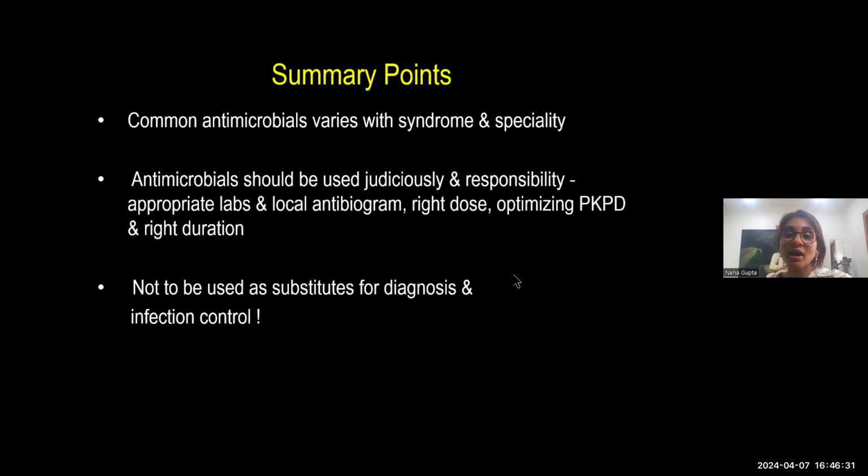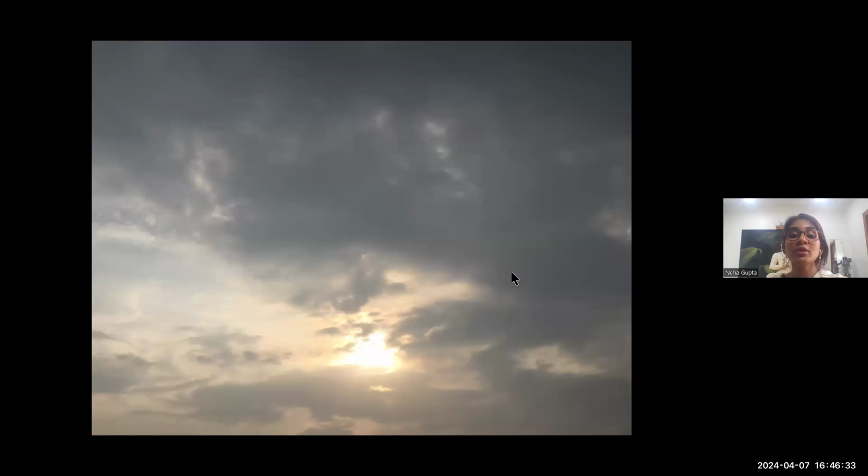So I think I will summarize by saying that it's very important for us to use the antibiotics judiciously, and especially the carbapenems, which have become the most common antibiotics to be used empirically at times. And we have to always reassess ourselves on a daily basis whether we can de-escalate from carbapenem or not. Thank you so much.